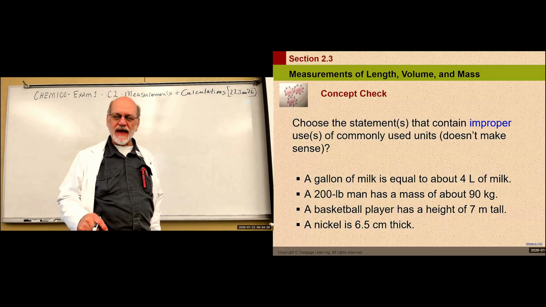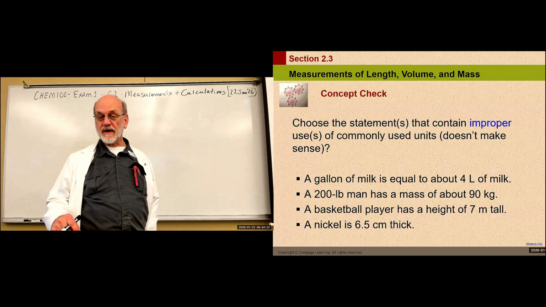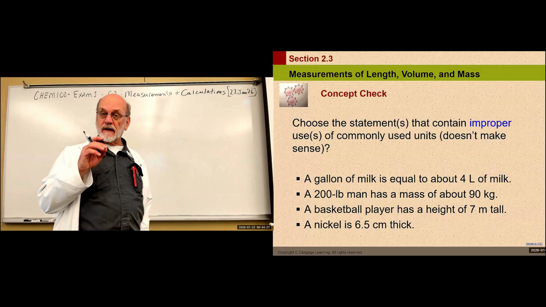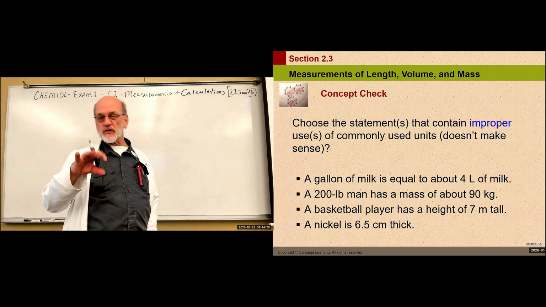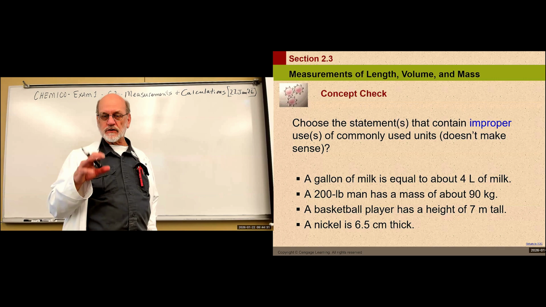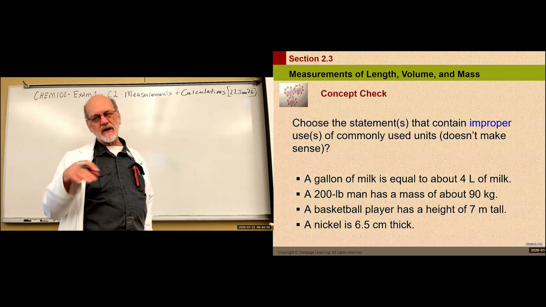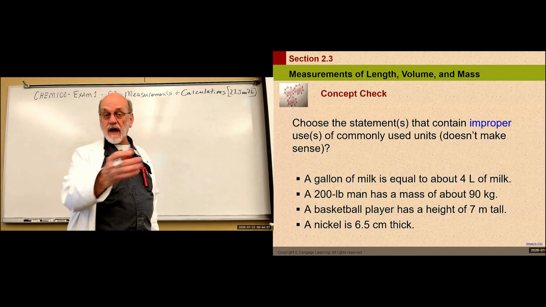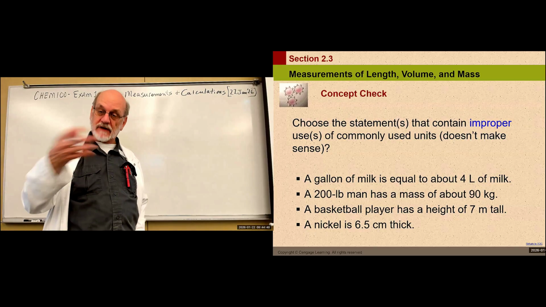How about a 200-pound man has a mass of 90 kilograms? Well, we just looked at the conversion factor there. 90 kilograms would be about 2.2 times that. So 2 times 90 is 180, and then 0.2 is maybe another 18. So yeah, a 200-pound man has a mass of about 90 kilograms.